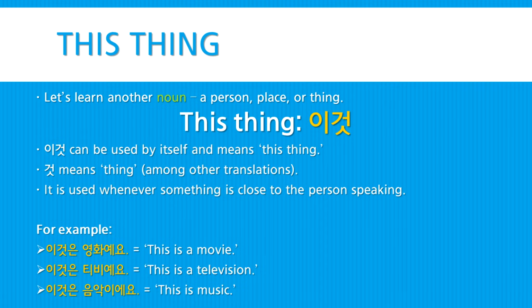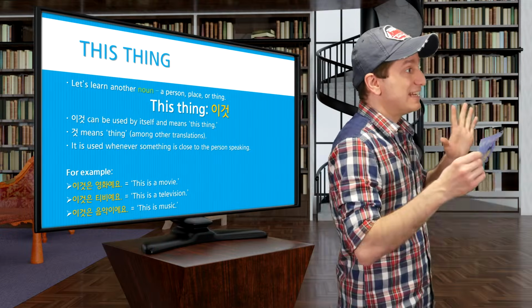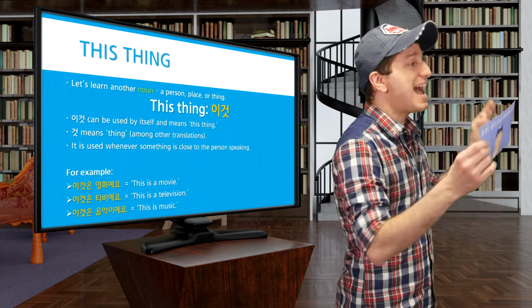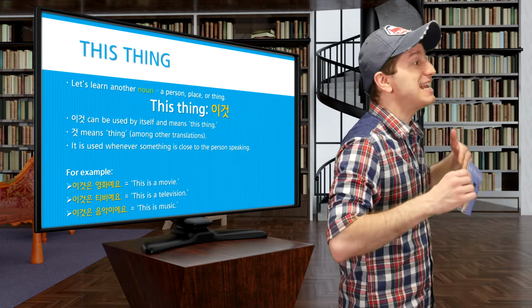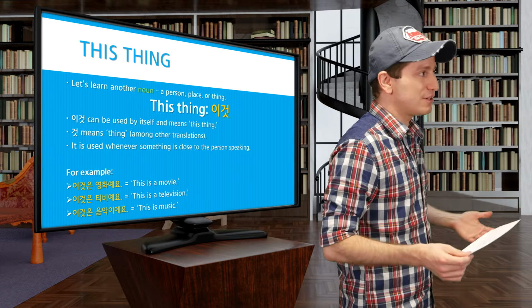이것은, as for this thing, we have the topic marker, 영화예요. It equals, or it is, a movie, 영화. 이것은 TV예요. This thing, this is a television. 이것은 음악이에요. This thing or this is music. Note again, 이, 그, and 저 are only adjectives and would have to come before a noun. But 이것 itself is a noun and can be used just like any other noun in Korean.